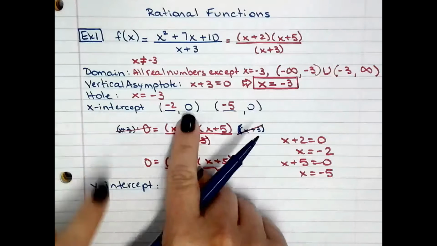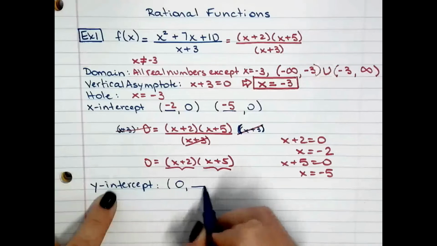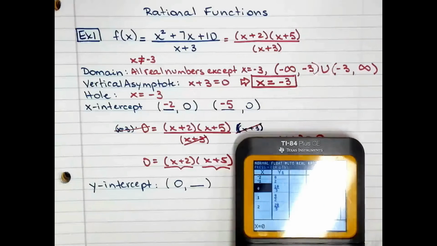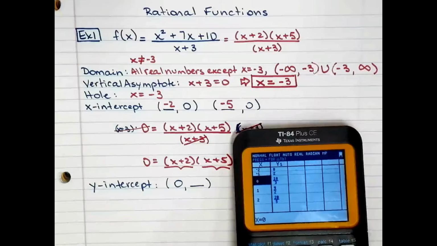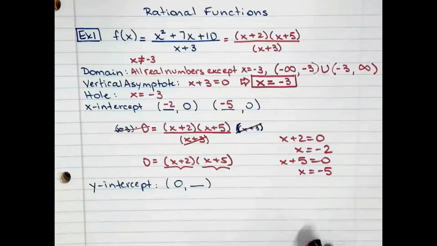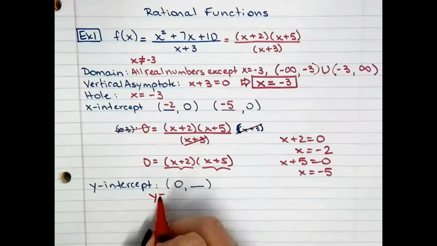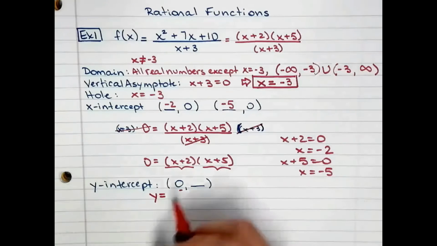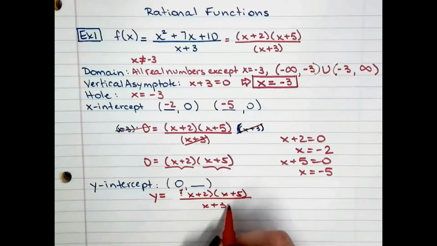If I know the x-intercept, the y is 0. For me to find the y-intercept, the x is 0. Okay? If you go to the table, it's just easy because it's right there. Okay, x is 0, y is 10 over 3. But let's say that you don't have a calculator or you just flat out didn't think about that. We can just substitute x into the function. I have y equals x squared. No, I'm going to use the factored way. x plus 2, x plus 5 over x plus 3.